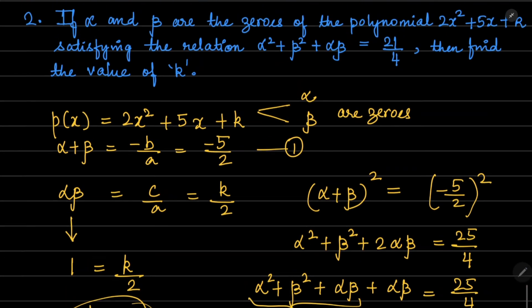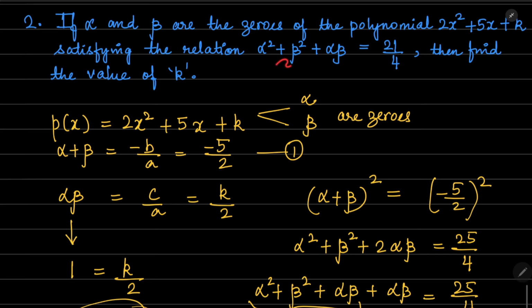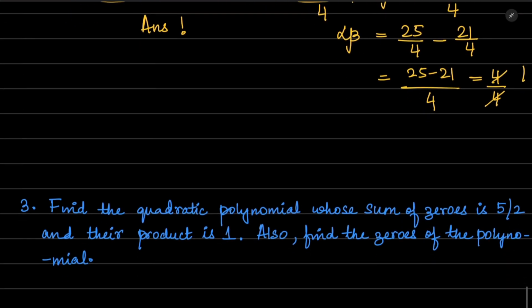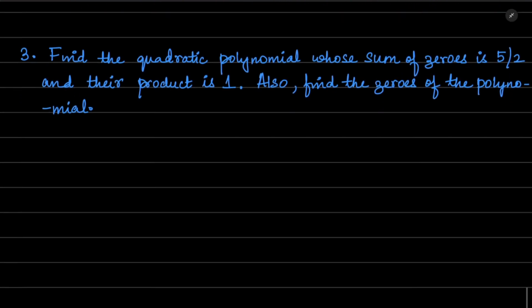Very, very easy. You just have to understand what kind of identity to use, and how you can make use of the sum of zeros and the product of zeros. So it's a very easy question. Do solve it once and see. Now let's move on to the next question.